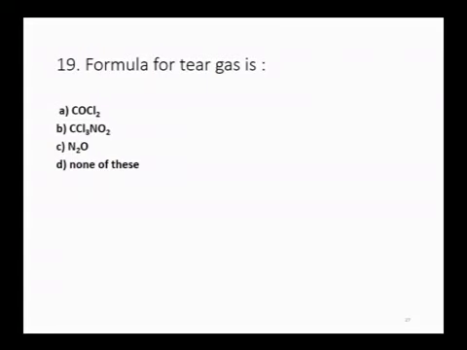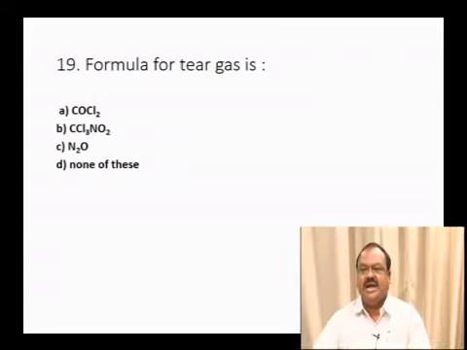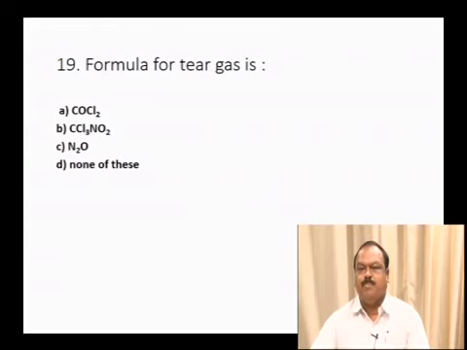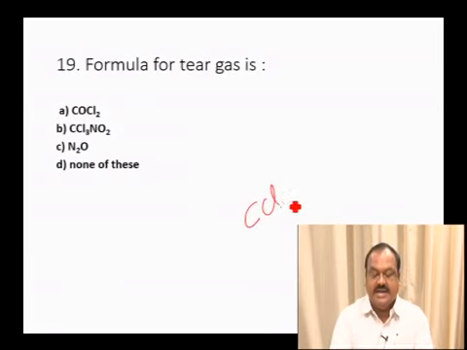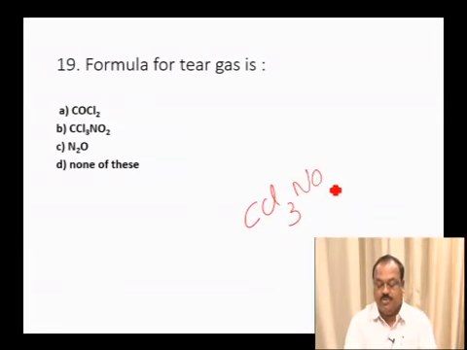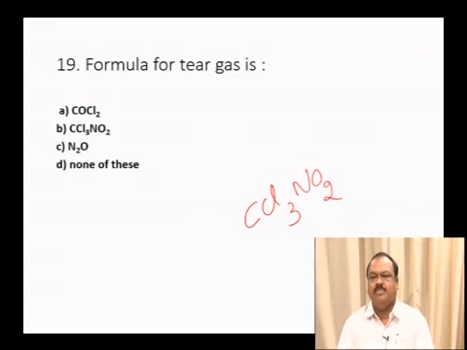Formula of tear gas. The tear gas formula is chloropicrin. Its formula is CCl3NO2. This gas, when it approaches the eyes, produces tears and the eyes become red. So hence it is called tear gas. Its formula is CCl3NO2, called chloropicrin. It is the commercial name of the tear gas. So answer is B.